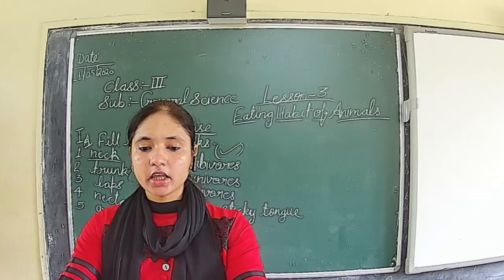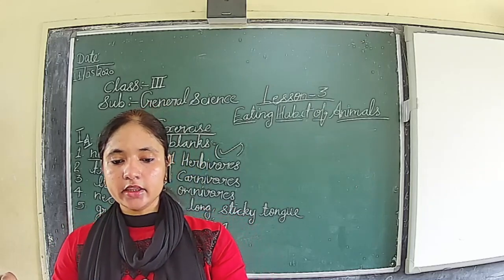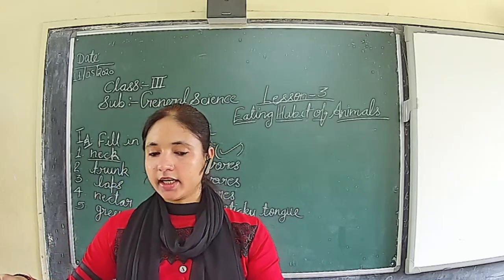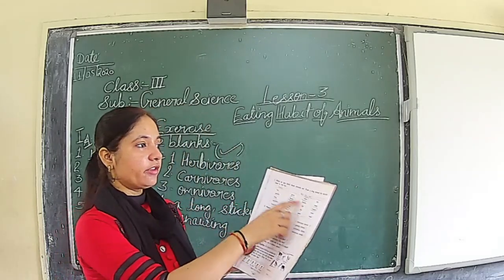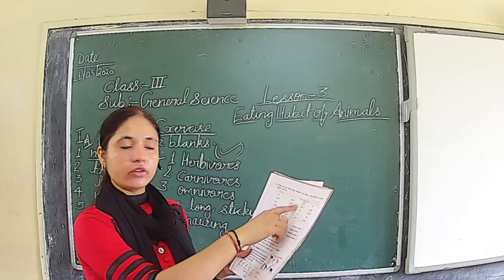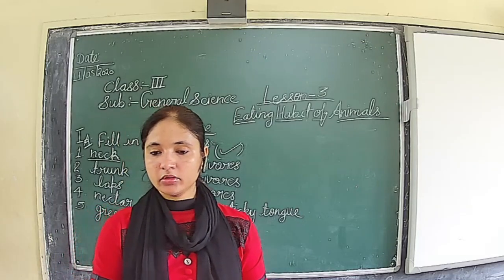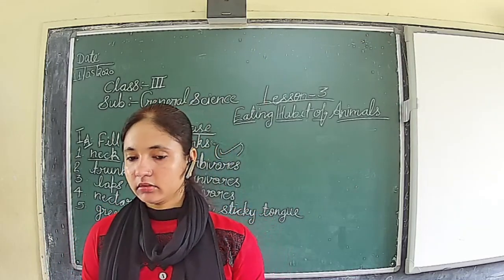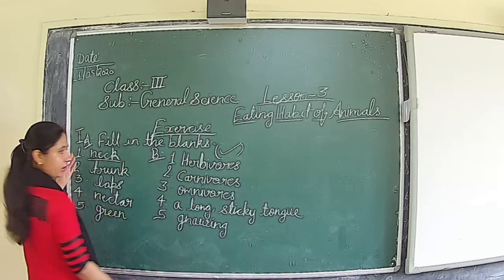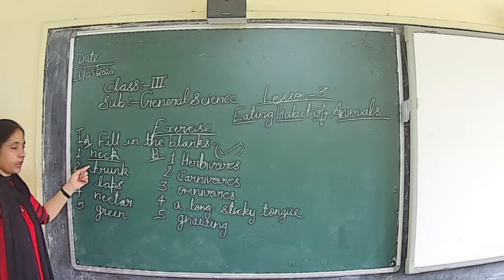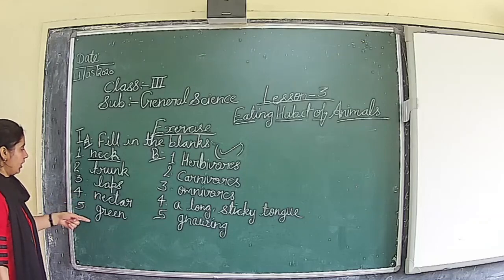Third is, what do you think this animal is eating? Circle the correct food in the list. Here a table is there, and what you have to do is see which animal eats which type of food. So you just circle the food here. You can take the book. I think you all have received the book. You can mark, circle the correct answer. I think you have done this one before. First is neck, second lung, third one, fourth next, fifth green.